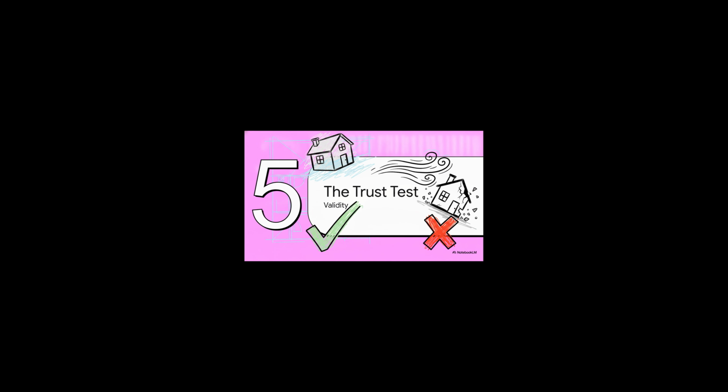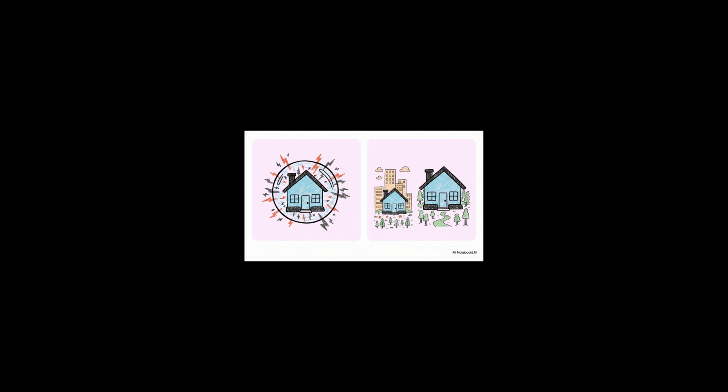Final stop, section 5, the trust test. Validity. Look, a blueprint is completely useless if the house collapses the second the wind blows. Researchers absolutely must prove their structure is solid. In experimental, quantitative research, we contrast two major types of validity to test this. First up is internal validity. This asks, are we absolutely sure the experimental treatment caused the outcome and not some other random factor? Basically, is the inside of the house stable?